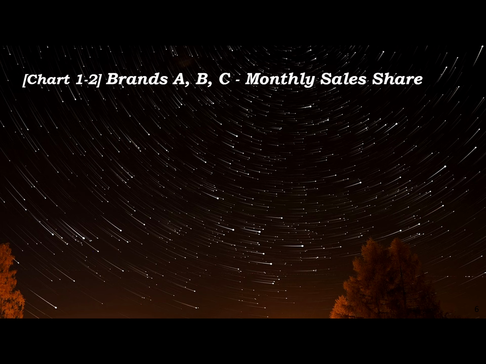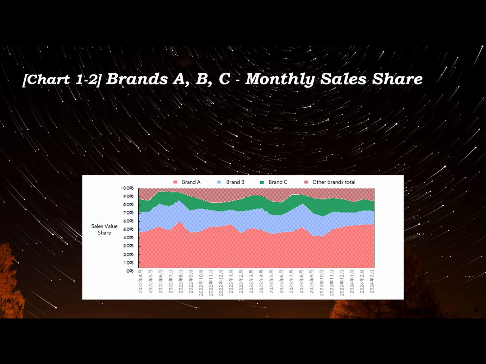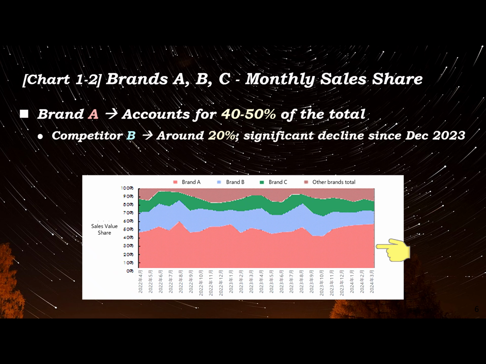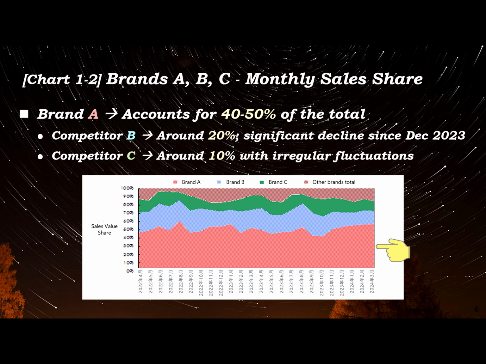Next, let's graph the sales share percentage to see how the power balance between each brand has changed over time. You can see that Brand A accounts for the largest proportion in the market, nearly 50%. Brand B maintained around 20% until October 2023, but its share has fallen afterward. Brand C's share has fluctuated around 10%, which might be influenced by other brands' performance.